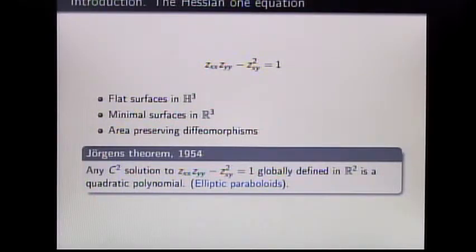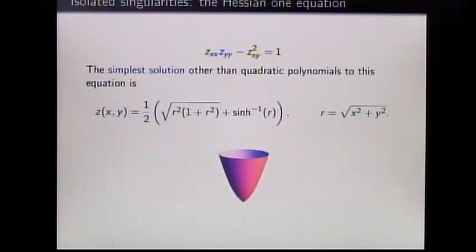If we want to play a little bit more with this equation, if we allow now the solution to be defined in the whole plane but with an isolated singularity, also Jörgens proved that the unique solutions that exist in this case must be rotationally symmetric. They are in this way here.